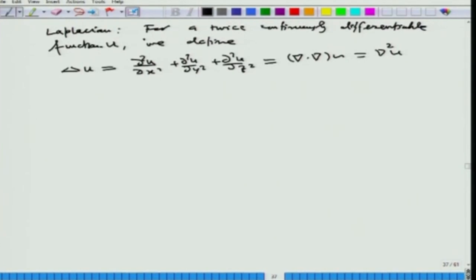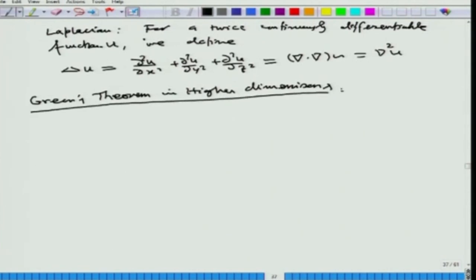Now, we go to Green's theorem in higher dimension. Recall that in two dimension we had seen this: in x y you have some certain domain like this, and its boundary is, let us say, C, and its positive direction is taken like this, anticlockwise.